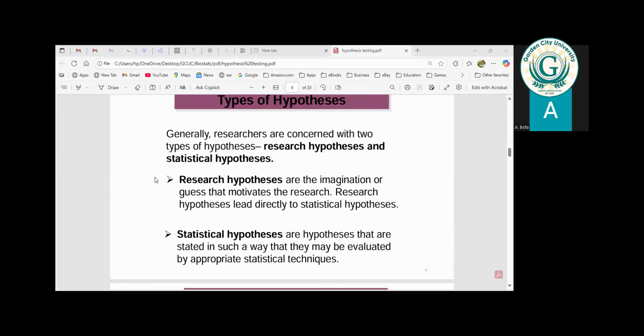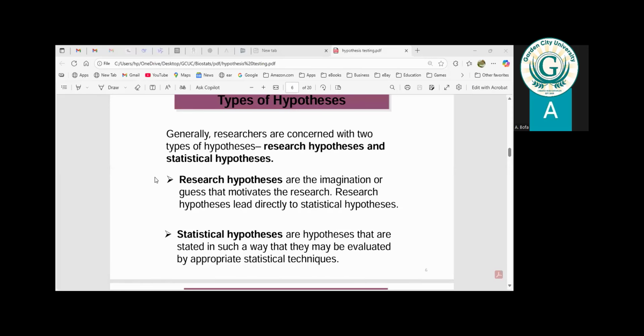And the research hypothesis will lead you to what we call the statistical hypothesis. Once you know your research hypothesis, that will lead you to your statistical hypothesis. And this statistical hypothesis, you have to state in such a way that you get the null hypothesis and the alternative hypothesis. The null hypothesis is stated in such a way that it reflects that there's no association, or no difference, or no impact in whatever you are doing. And then the alternative is always the opposite of the null.